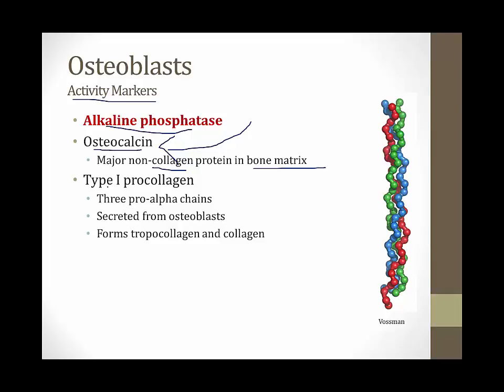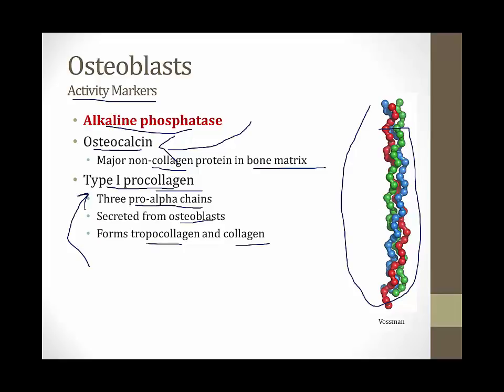The third activity marker is type 1 procollagen. In the cell biology section in the video on connective tissue, I talk about the synthesis of collagen, and I talk about how it's initially synthesized as 3 pro-alpha chains combined together. This is called procollagen. It looks like what I've shown on the screen here. This is what is secreted from osteoblasts, and then it is modified extracellularly into tropocollagen and collagen. So you can imagine that when the levels of type 1 procollagen go up, that means more pro-alpha chains are being secreted from osteoblasts, and therefore that is a good activity marker of osteoblasts.